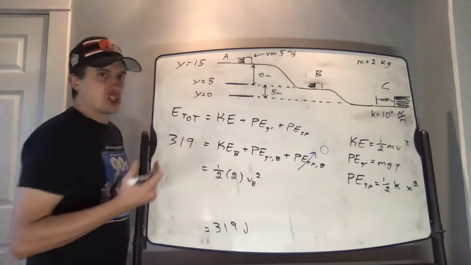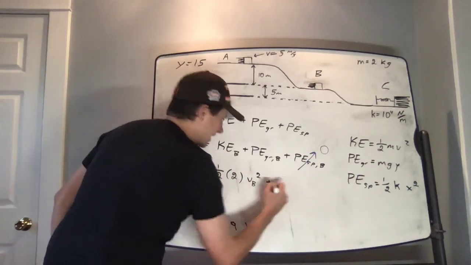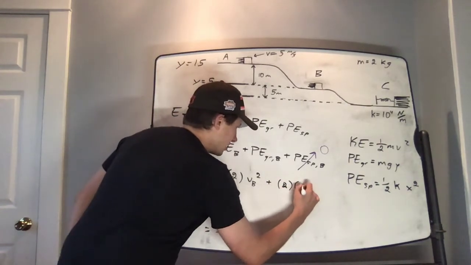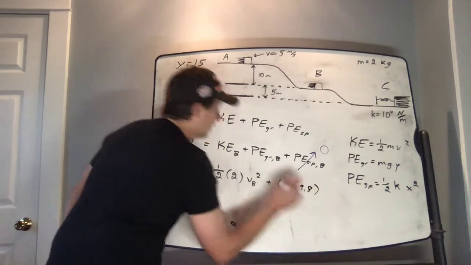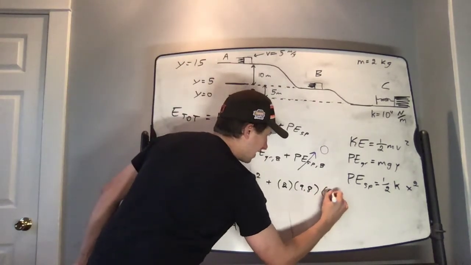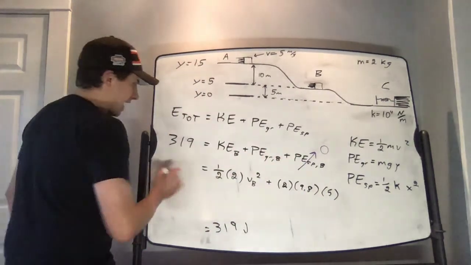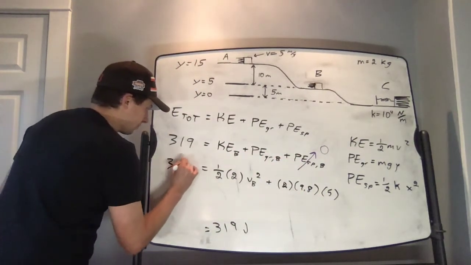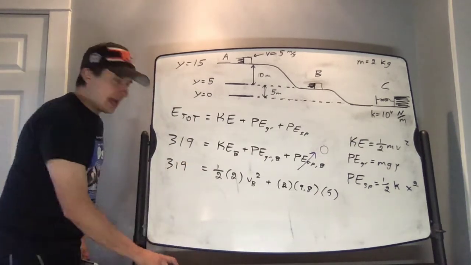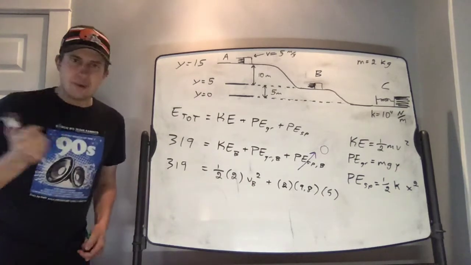The potential energy of gravity at this moment, I could write that as mgy. The mass of the box is 2, g is 9.8, and the height of the box is now 5. So multiply that by 5, and plus 0, I'm not going to bother writing that. And energy is conserved, so I know that these have to add up to 319. Now I have enough information to find the speed of the box at moment B.